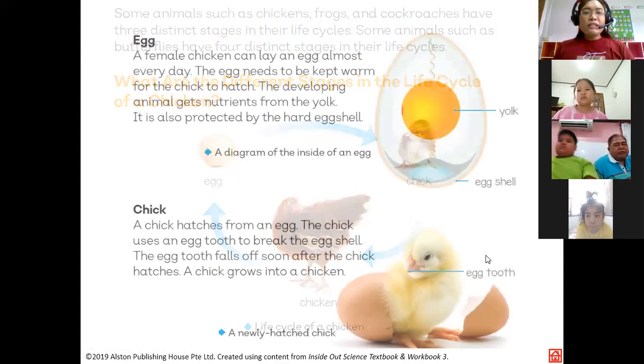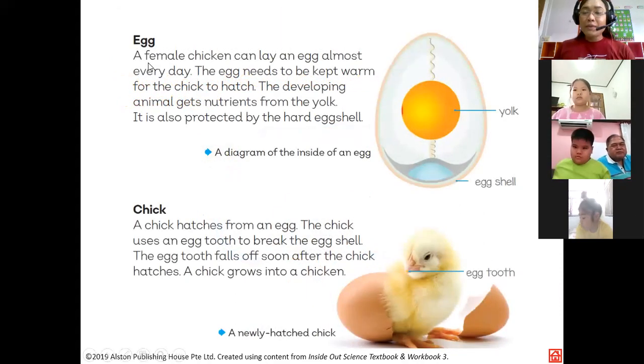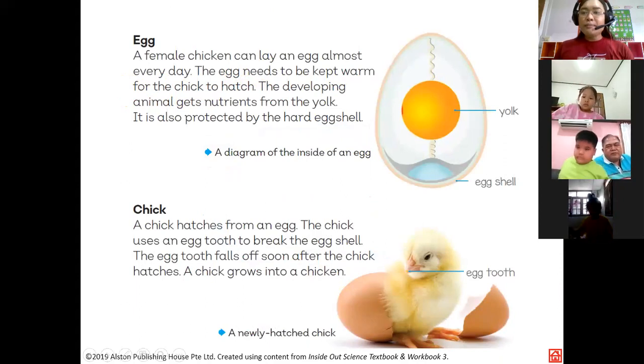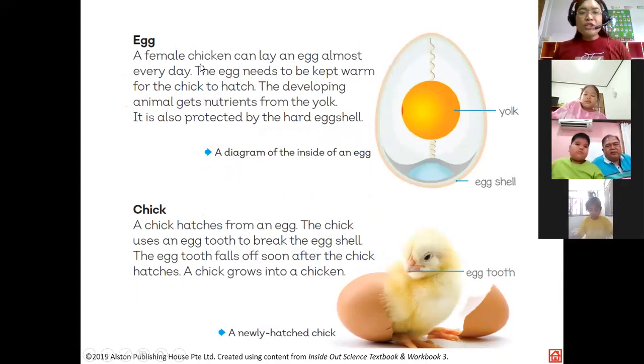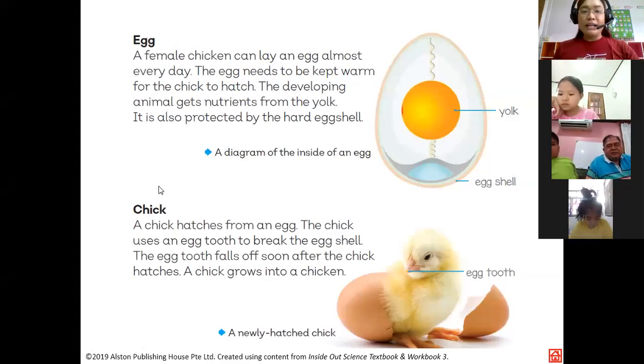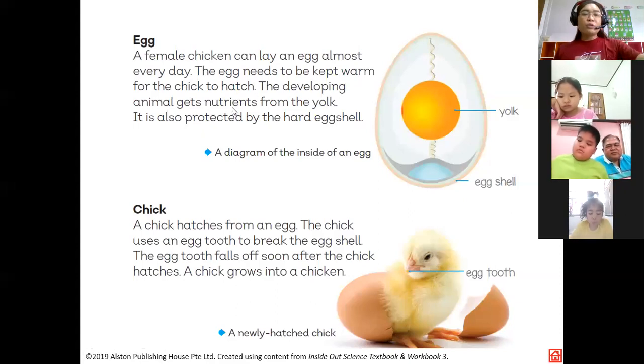Okay, now let's proceed to the egg. Look at the picture. A female chicken can lay an egg almost every day. Wow. So the female chicken, which is the hen, lays eggs every day. The egg needs to be kept warm for the chick to hatch. The developing animal gets nutrients from the yolk. It is also protected by the hard eggshell.